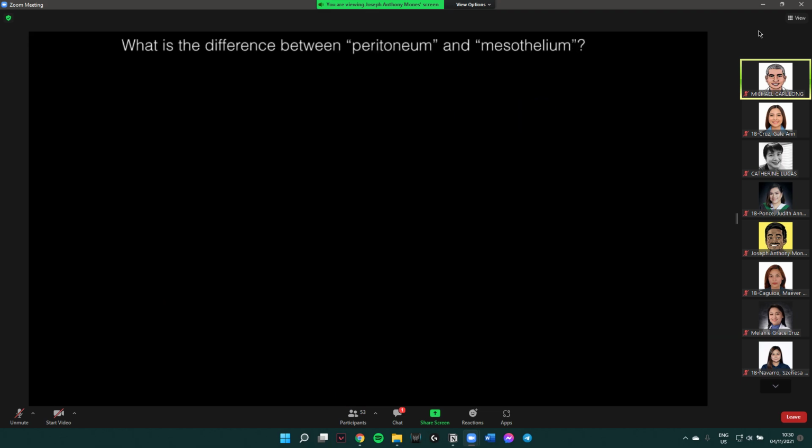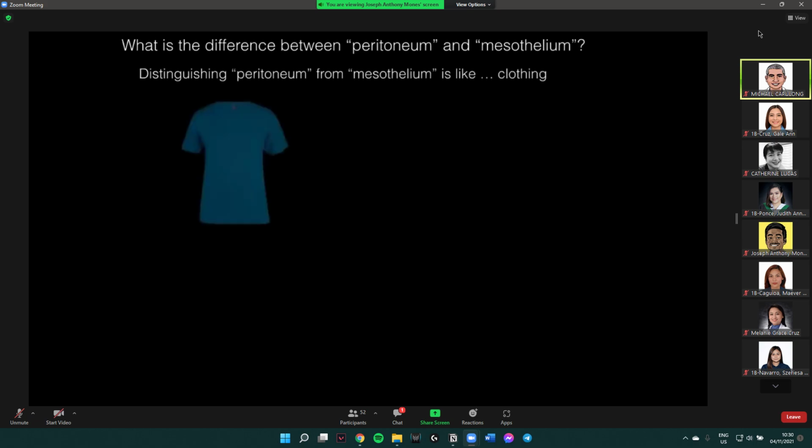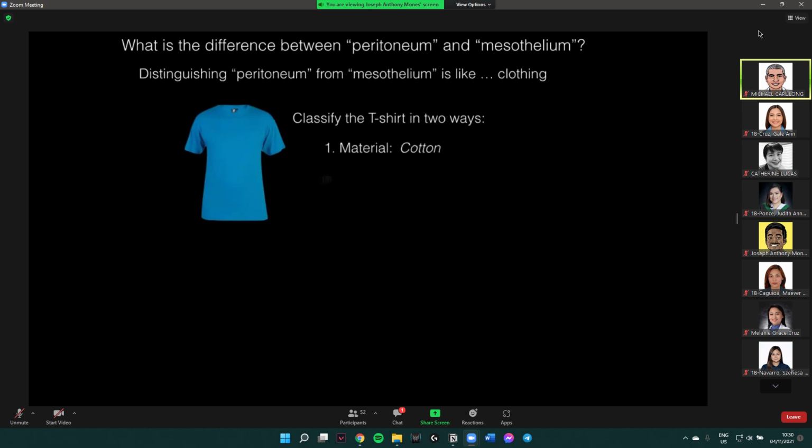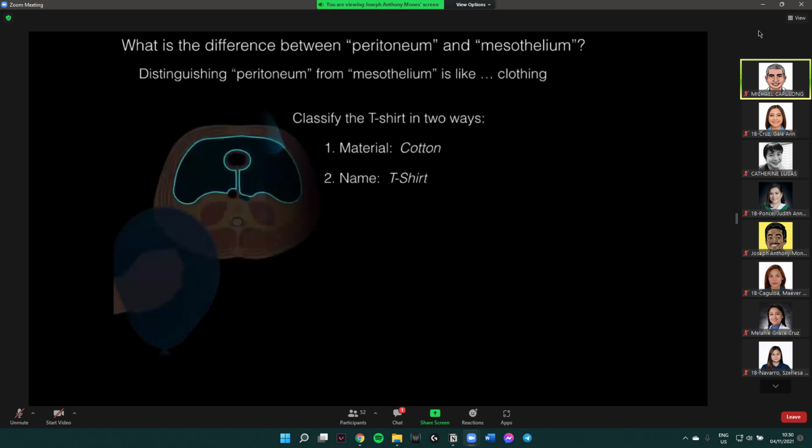So what's the difference between peritoneum and mesothelium? Well, distinguishing peritoneum from mesothelium is like clothing. In a sense, you can classify a t-shirt in two ways. You can say, hey, what's that made of? Oh, it's made of cotton. And what is the name of that cotton? Well, we call it a t-shirt. The same way, you can classify the peritoneum in two ways: one by material, and say, oh, that's made of mesothelium, or by this name, which is peritoneum.